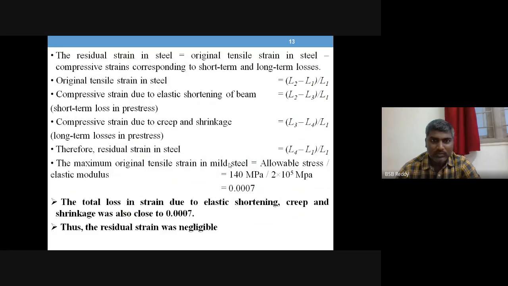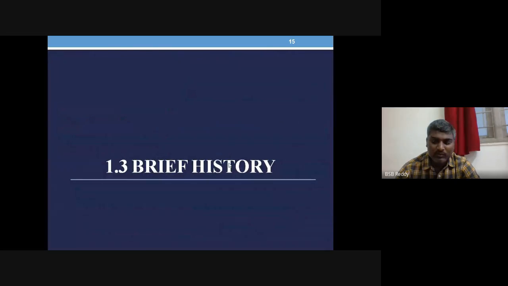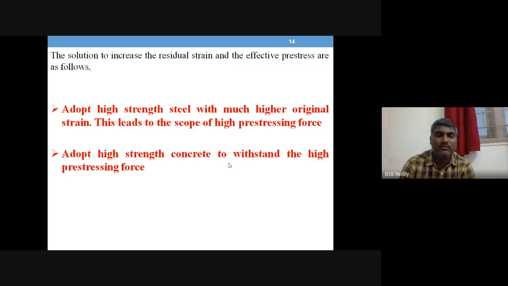So the normal steel available at that time was not sufficient for pre-stressing purposes. Whatever pre-stress we induced was all lost, and finally it became just a normal member. That's why there is a need for high strength steel, because we were losing the pre-stress induced with the normal steel.